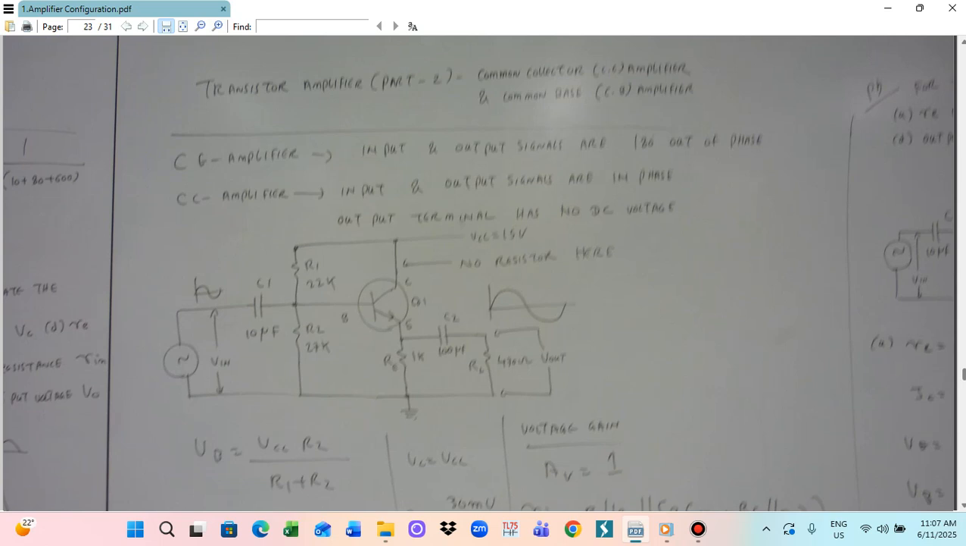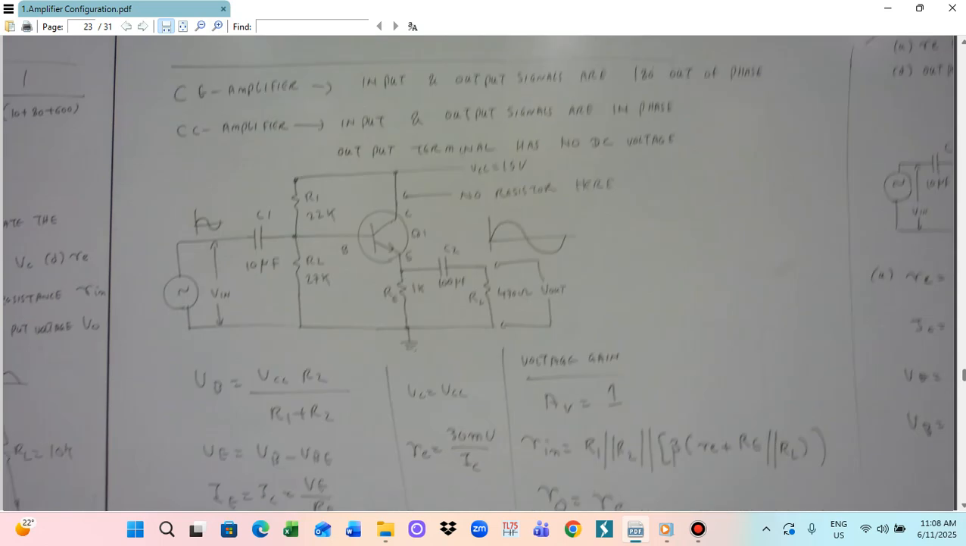To achieve input and output in phase, we have to utilize the common collector amplifier. All other characteristics will be the same. For the CC amplifier, there is a DC voltage, so we have to utilize the coupling capacitors to block the DC voltage. We also can utilize the bypass capacitor to retain the stability. The only thing different is that for the CC amplifier, input and output are in the same phase.